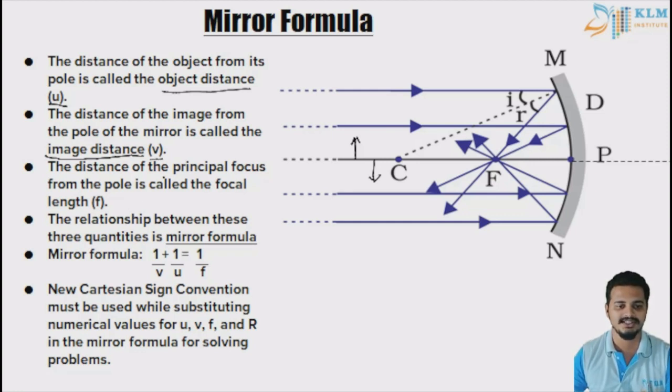And you already know this. The distance from the principal focus to the pole is known as focal length. The relationship between these three quantities is known as the mirror formula. How does it state? Mirror formula is 1/v + 1/u = 1/f. That is, 1 by image distance plus 1 by object distance is equal to 1 by focal length. New Cartesian sign convention. We studied the sign convention, right? We should use the sign convention while substituting v, u and f in the problem.